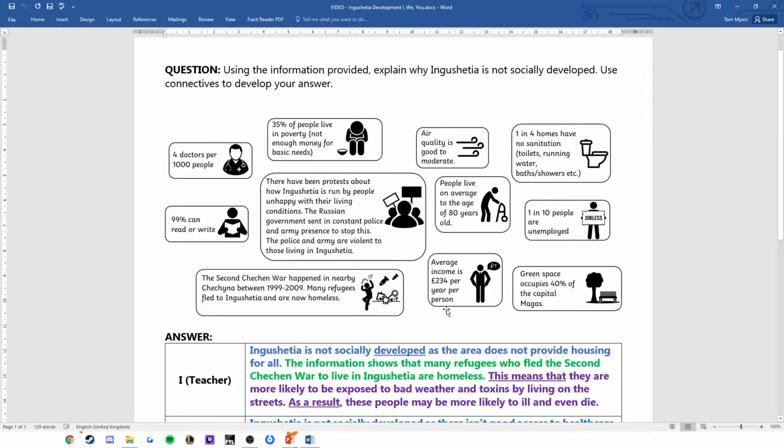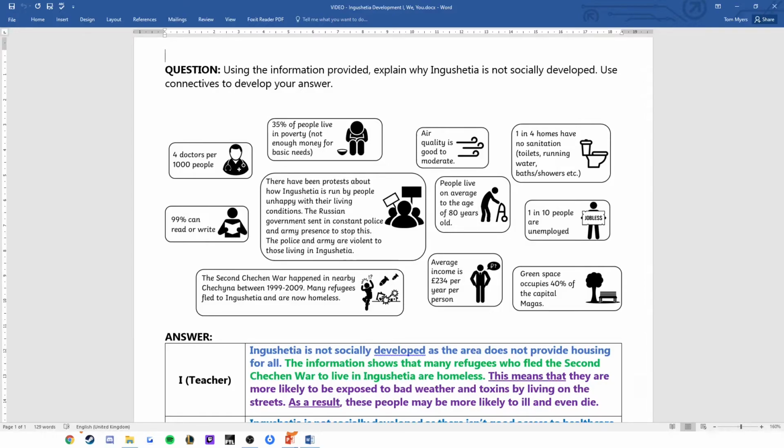The average income is £234 per person per year, so that's economic development. And green space occupies 40% of the capital, Magas. That is environmental development. So when we look at how to answer a question like this, it is best to use 3 developed points when we are explaining.